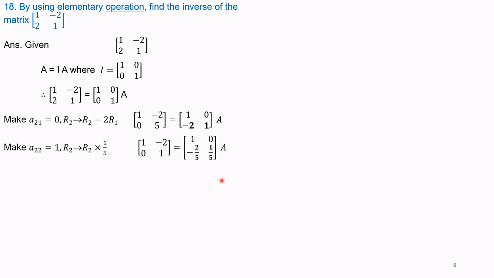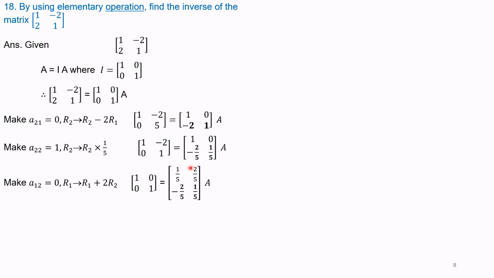Now the next step will be to make this -2 to 0. Here we have to make it 0 by suitable elementary operations. Obviously the operation has to be on row 1. Therefore, R1 will be equal to R1 plus 2R2. Therefore, it will be 1 plus 0, which is 1, and -2 plus 2 into 1 becomes 0. The same operation has to be done on the right hand side.